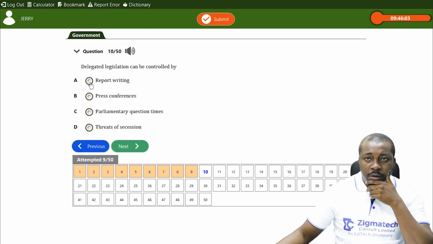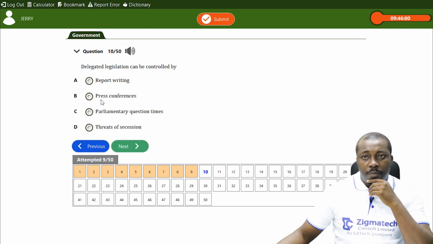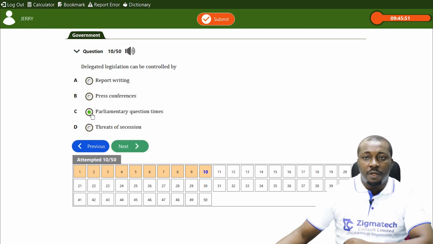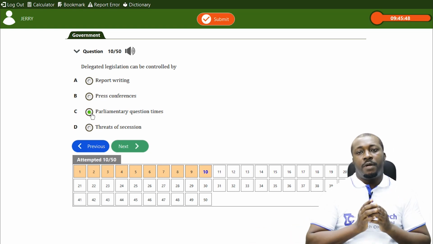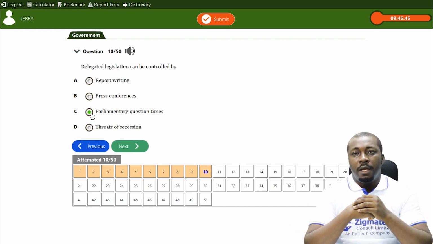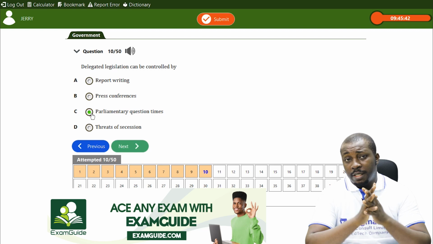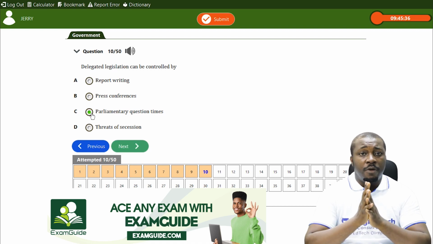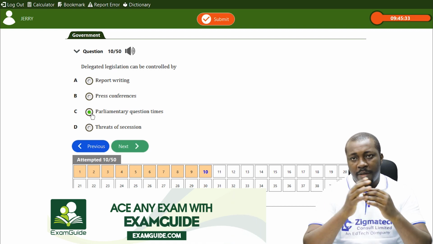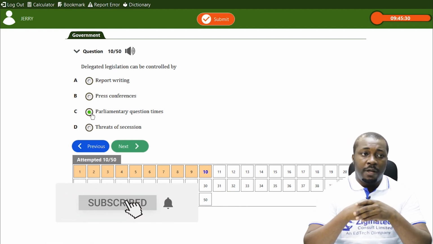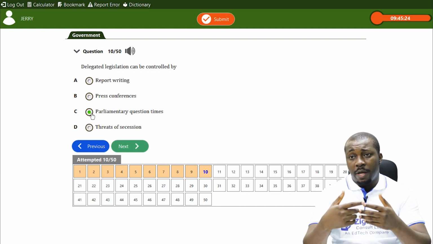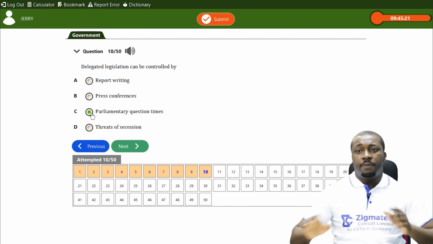So let's look at how the options say: report writing, press conference, parliamentary question times, threat of secession. Of course, we can use parliamentary control, because the parliament has the right to call these bodies that have been empowered to make these laws, to ask them questions on some of the rules that they have made. The parliament has the right to call the minister, for the minister to give explanation on some of its policies, which are some of the rules, and these rules are what we call statutory provisions. So it's parliamentary question time.